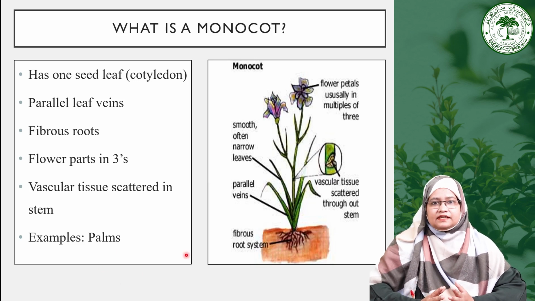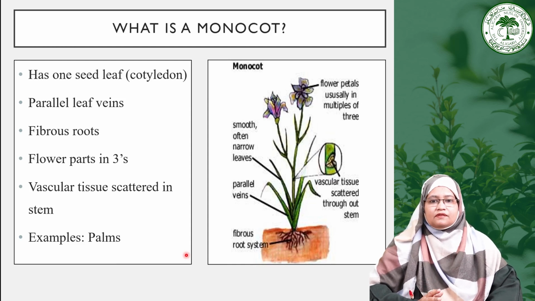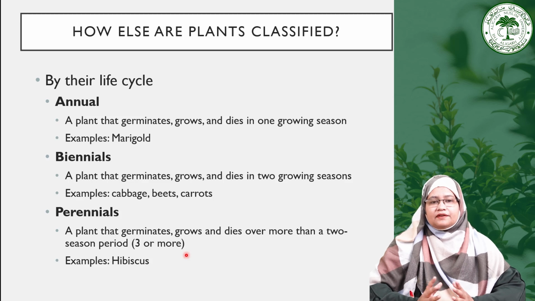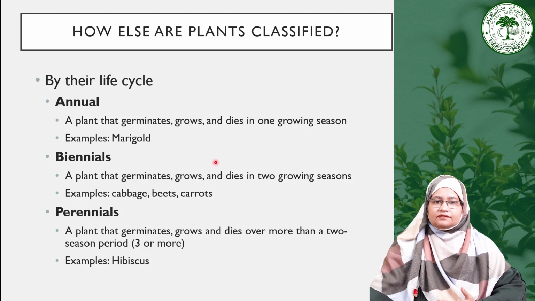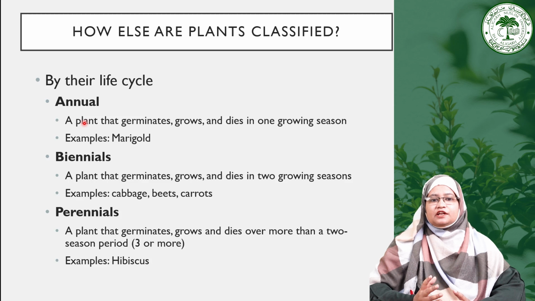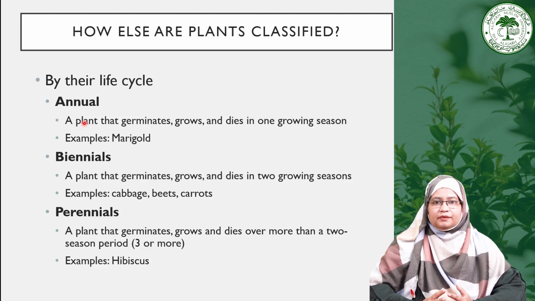So, these are the two main groups of angiosperms, the monocot and dicot. Now, moving towards the life cycle. If we classify angiospermic plants on the basis of their life cycle, they have 3 categories: annuals, biennials and perennials. Annuals are those plants that germinate, grow and die in only one growing season, like marigold.